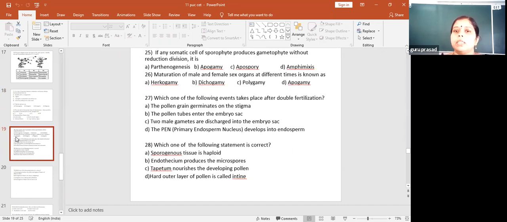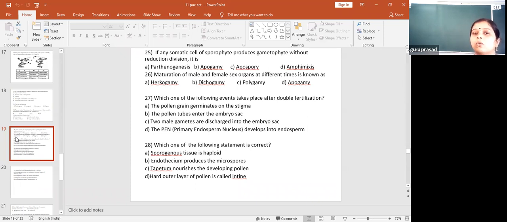If any somatic cells of the sporophyte produce a gametophyte without reduction division, it is. Okay, look, first we have to know the definitions here.